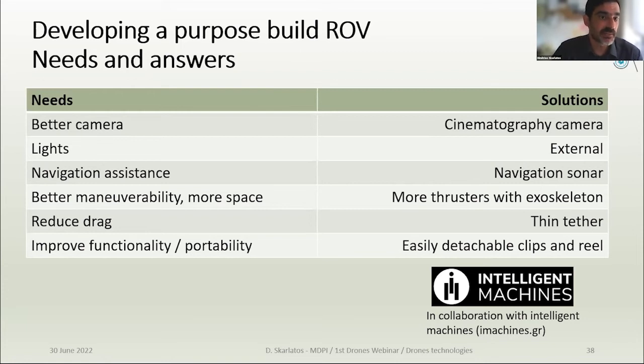So what we need is a better camera, obviously. We need lights. We need some kind of navigation assistance in the underwater environment. We need more space to mount all this equipment and increase maneuverability. Remember, we need to be very close to the object, but we do not want to crash into the object. We need to reduce drag, especially if we are to send the ROV to depths that divers cannot follow, so 60, 70, 80, 100 meters, totally within the ROV range, and improve functionality and portability or handling, let's say, for us.